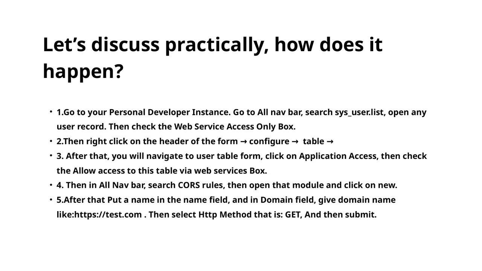Now head over to the All Nav bar again and search for CORS rules. Open that module and click on New to create a new rule. When you're setting this up, give it a clear name in the name field. In the domain field, input the domain name you want to allow, such as https://test.com. Then, select the HTTP method you want to permit, in this case, GET. Once all that's filled out, go ahead and submit.